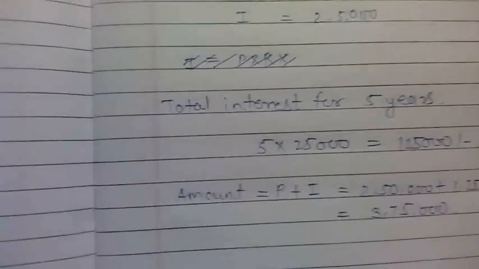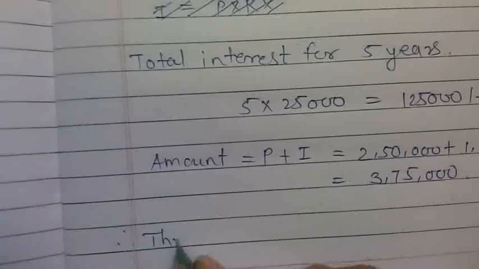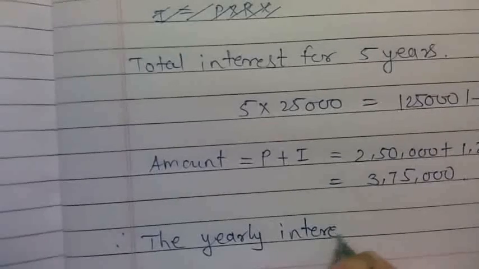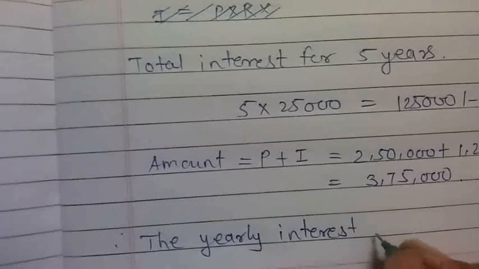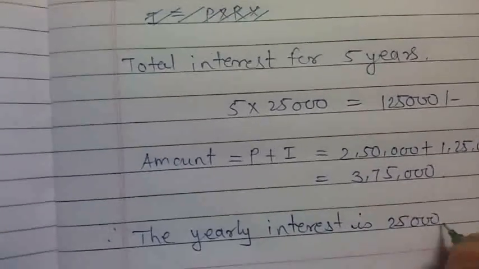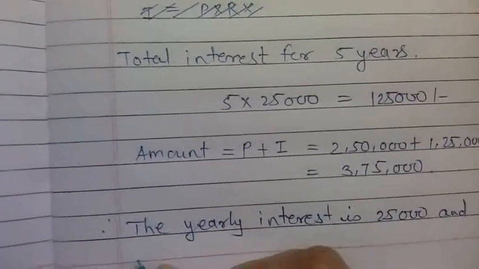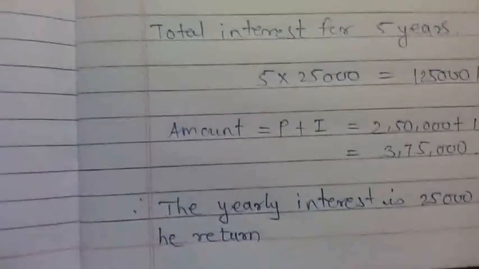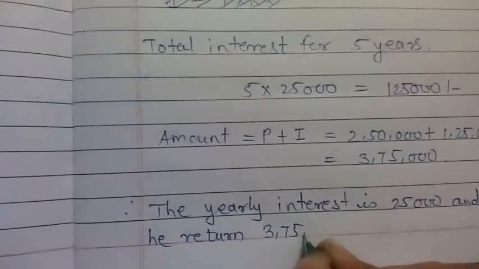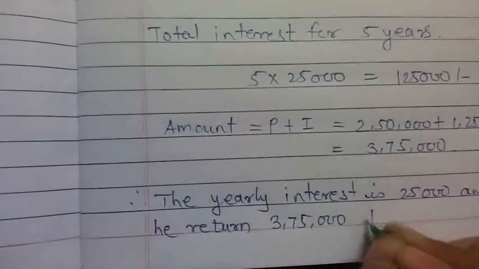Means therefore, write down here, therefore the yearly interest is 25,000 and he returned 3,75,000 rupees to the bank.